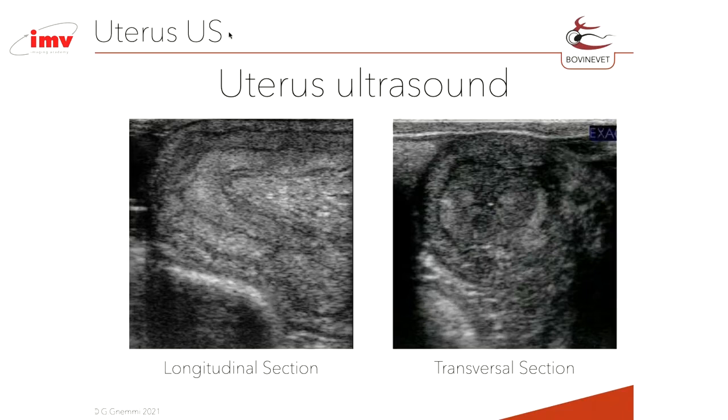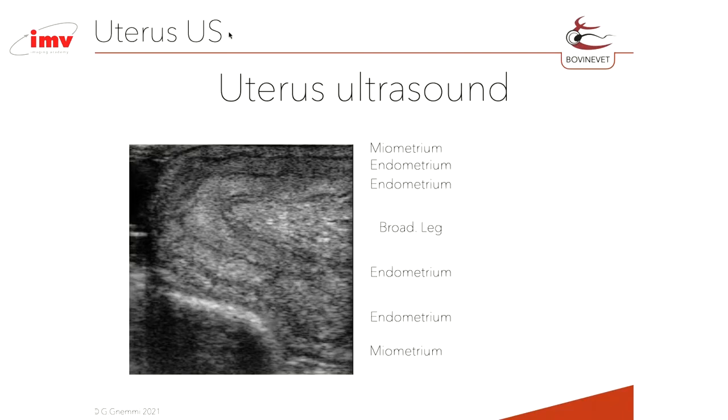For example, in these pictures, you are looking at a longitudinal section and a transversal section of the uterus. About the different parts of the uterus that we can scan, you can see that from dorsal to ventral, in the longitudinal section, we are looking at the myometrium, the endometrium, the lumen of the uterus, the endometrium, the broad ligament, and then still we can see myometrium, endometrium, endometrium, and myometrium. Well, we are also looking at the vascular tunica and the lumen of the uterus.